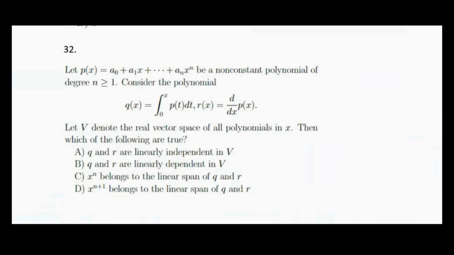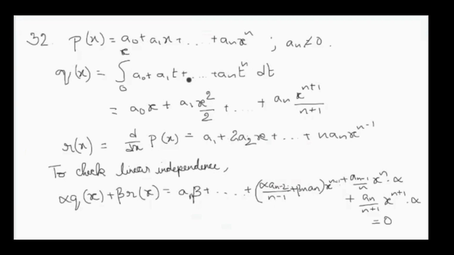Okay. Since p(x) is a polynomial of order n, then a_n is not equal to 0. This is a fact we will be needing multiple times in solving this question. So in the first step, I'll simply obtain q(x), which comes out to be a_0 x plus a_1 x squared by 2 plus dot dot dot a_n x to the power n plus 1 by n plus 1. And r(x) comes out to be a_1 plus 2 a_2 x plus dot dot dot n a_n x to the power n minus 1.